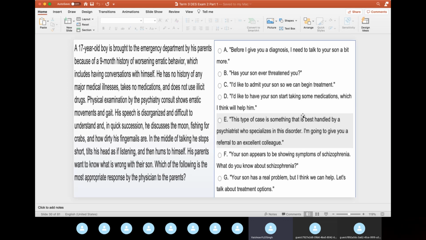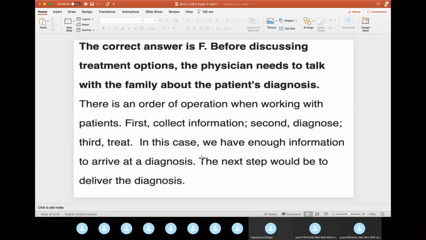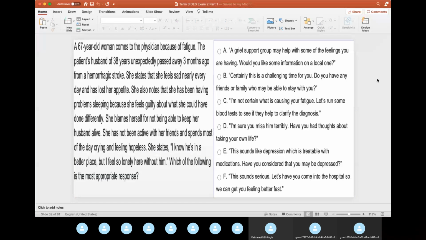Okay, I get it. Thank you. You know what I'm saying? Yeah, fair. In the vignette, it says his speech is disorganized. And then you have some things there, talking, he stops, and then he hums to himself, right? So the patient has erratic behavior. Even if you talk to the patient, you can't actually get more info from the patient. You cannot refer them to a psychiatrist because you already know the consult says the patient has erratic movements and gait. All right. I'm sorry about that. Next one. These are good questions, actually.